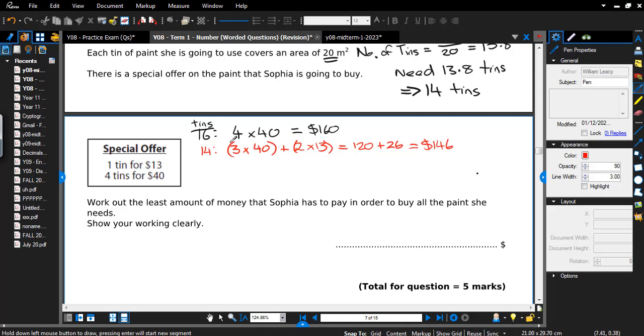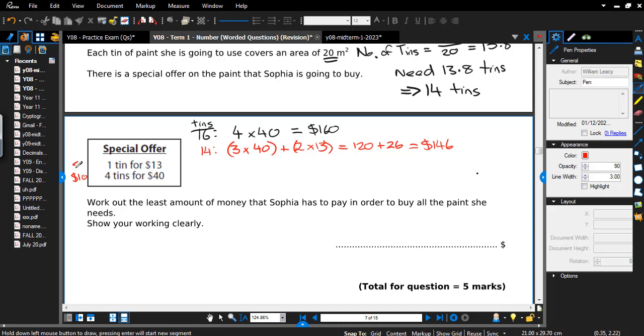So that's obviously cheaper. So if we bought 3 of this offer and 2 of this offer, we'd have 14 tins. That's what we need. And it'll cost us $146. Alright, is there any other combination? We know that 4 tins for 40 equals $10 per tin. So we need as many of that offer as possible.